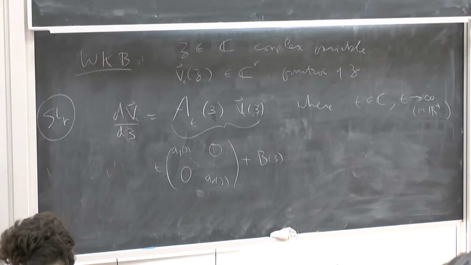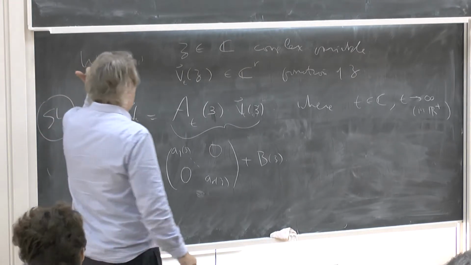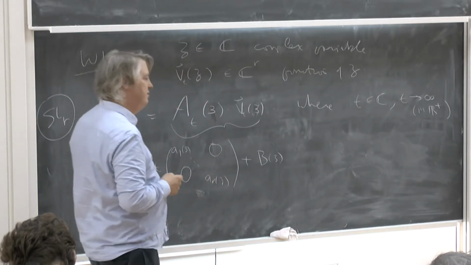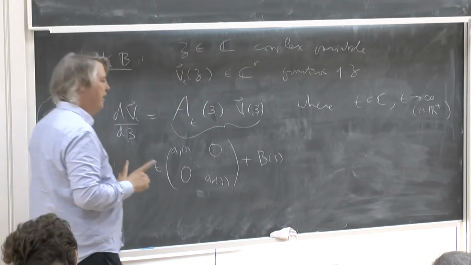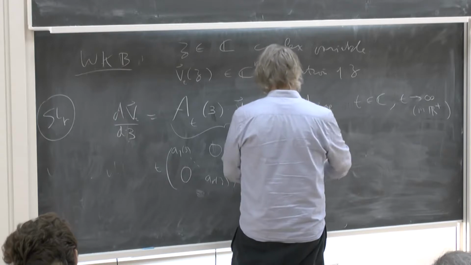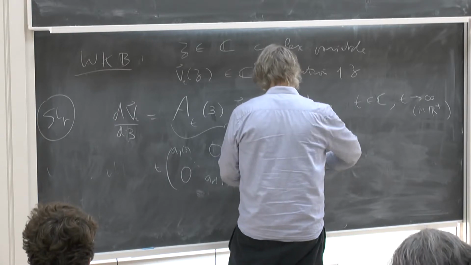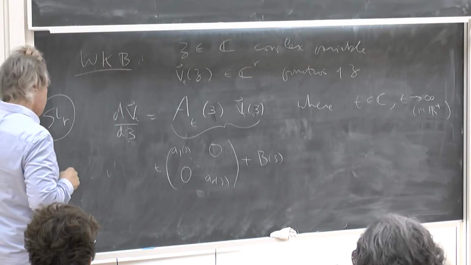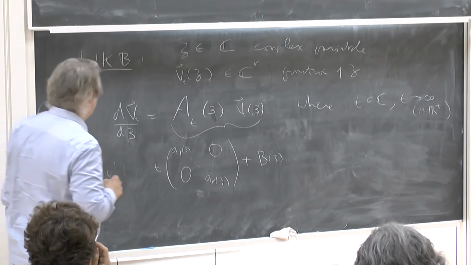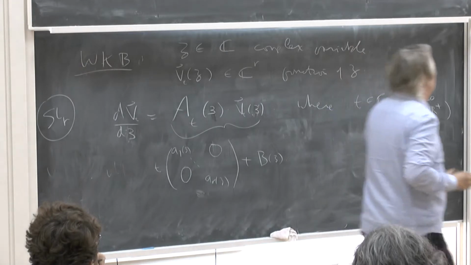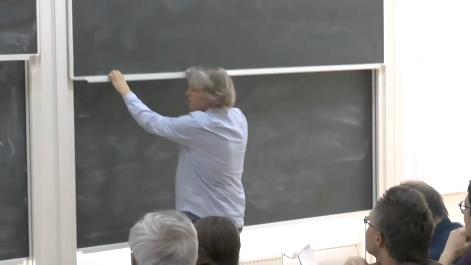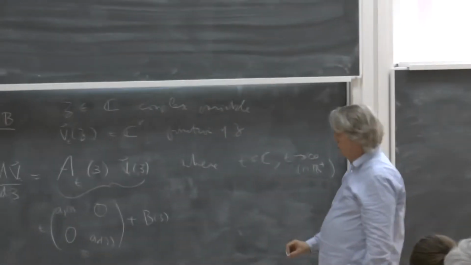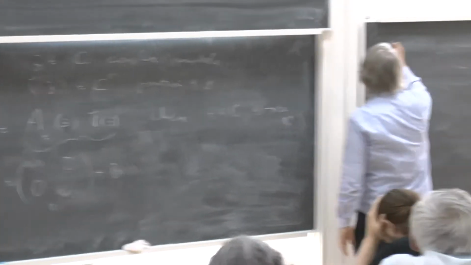So what are the conditions on B? Well, it's a holomorphic function of z, and B does not depend on t. Or if you like, it might depend on t, but it's bounded in t. Now, what do the solutions look like? The classical case, I will not do that here, just a picture.